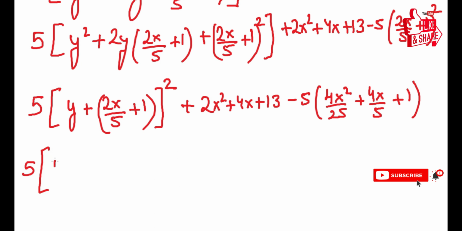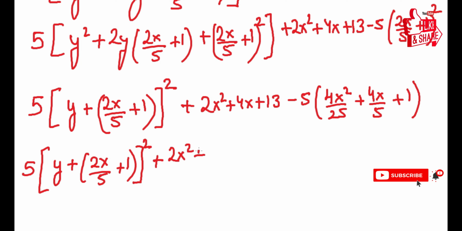Now opening this bracket, this thing will remain the same. The square part has been completed, so 2x by 5 plus 1 is in square. Now this part will remain the same, 4x plus 13, and we are opening this bracket. So what we get is negative 5 times 4 is 20, but 5 can cancel this, so we can just write 4x square by 5, and this part 5 gets cancelled, so negative 4x, and this is negative 5.